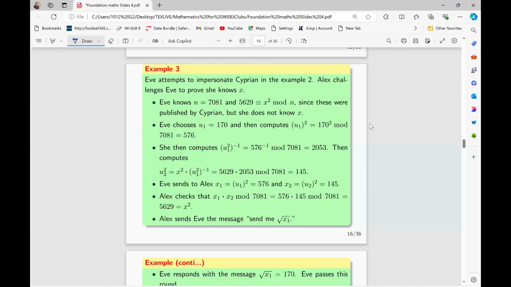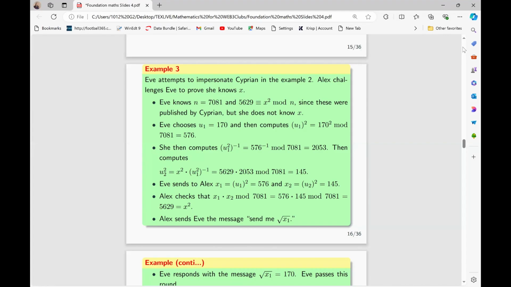It began with example 2. It was a conversation between Alex and Cyprian, and they had selected the prime numbers and then gotten the product of those two prime numbers, n, and n was 7081. This 7081 was made public. Since it was made public, the impersonator was in possession of it, so got to know what it was.